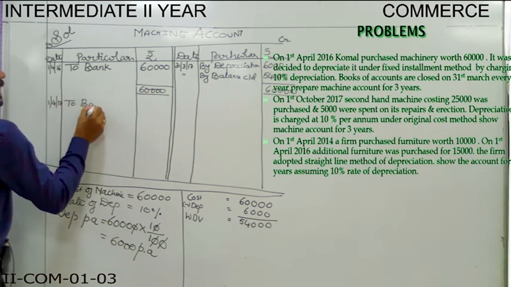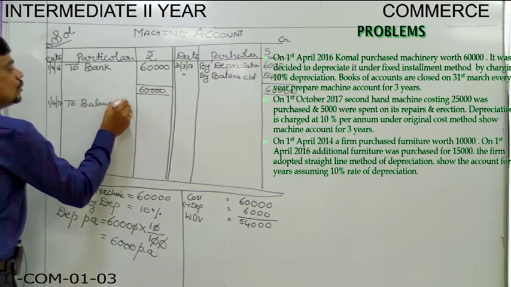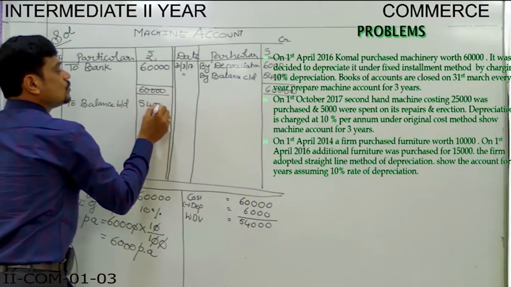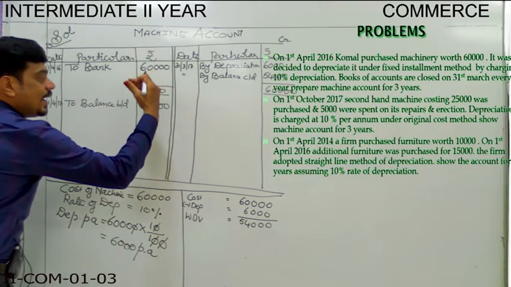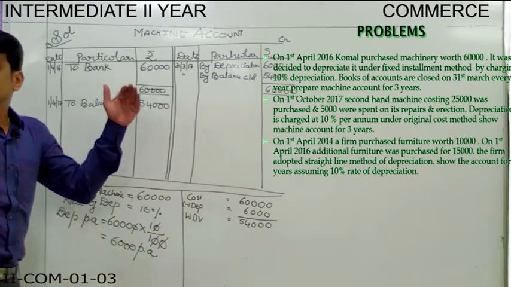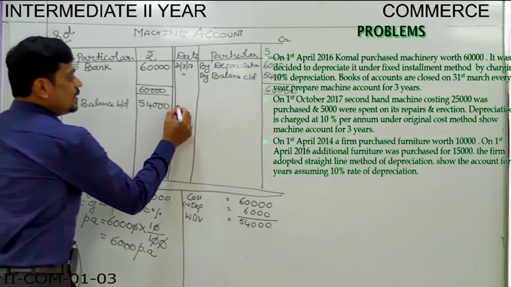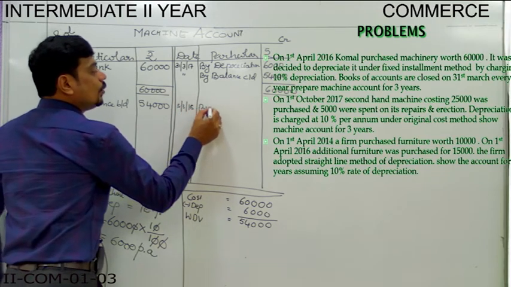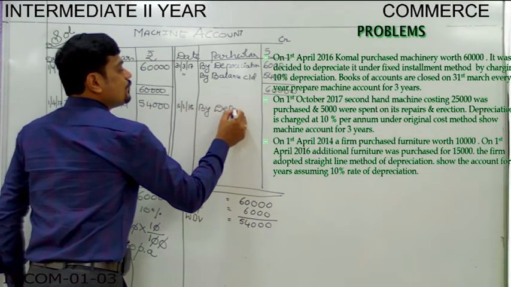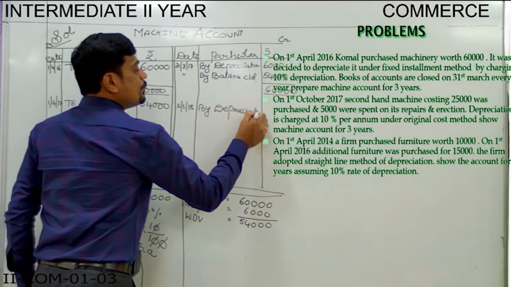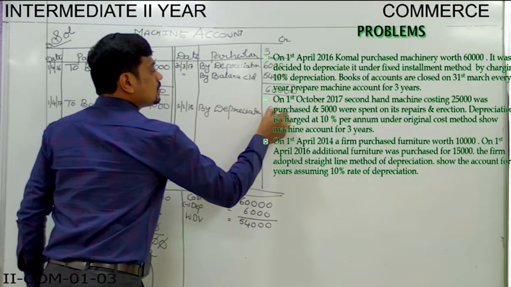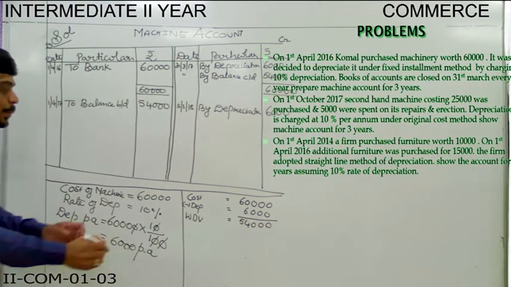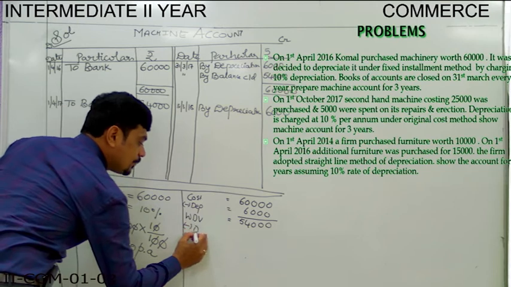To balance brought down. How much balance is there? 54,000. So what did I say? Gradually the value of the asset is decreased. Again next year, 31st March 2018. Again we'll charge depreciation, by depreciation. How much? 6,000. On original cost I calculated 6,000. Again I'll go to working, I'll subtract here.